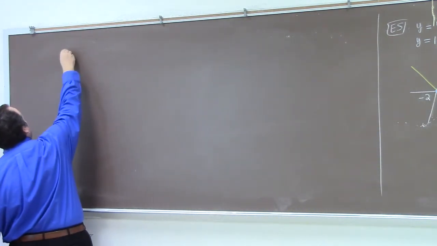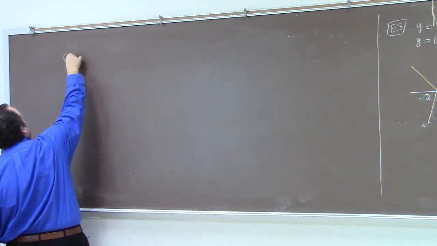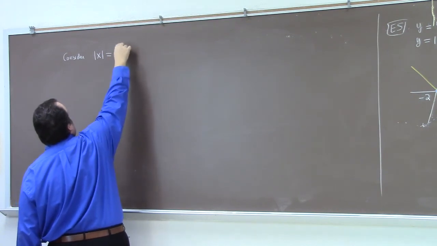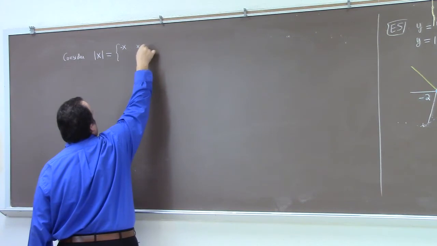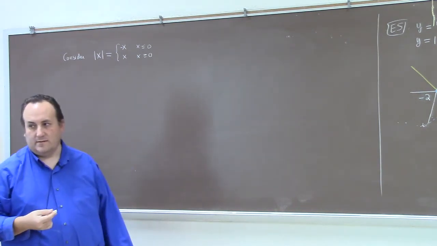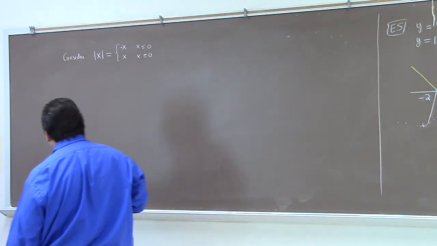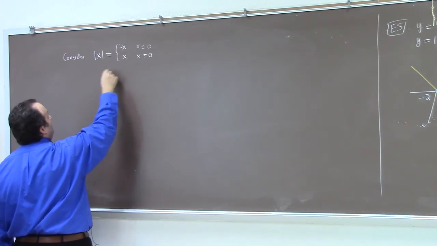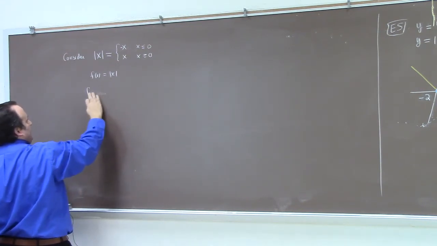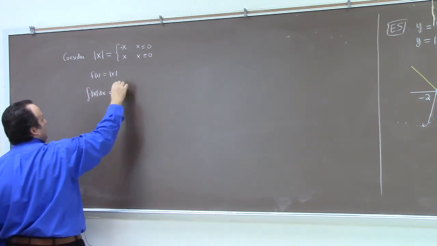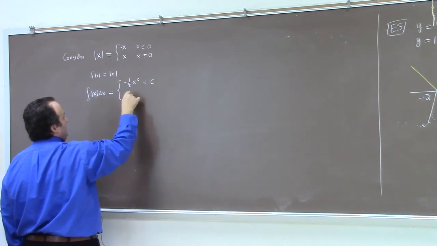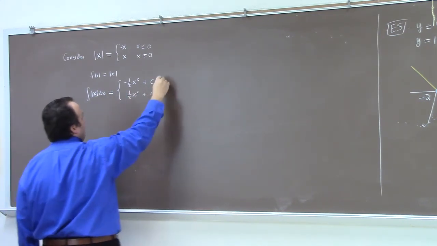So let's consider the absolute value of x. This is x, or I say it's minus x for x less than 0, right? And it's x for x greater than or equal to 0, right? So what if we integrate both cases? I call this thing f of x, right? So the integral of the absolute value of x dx, if I do a case-wise integration, I've got minus 1/2 x squared plus some constant, let's say c1, and 1/2 x squared plus some constant c2, right?